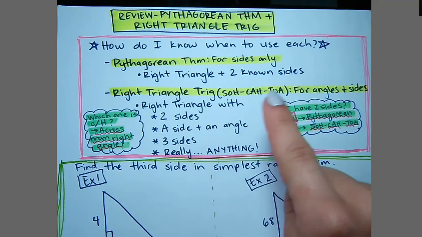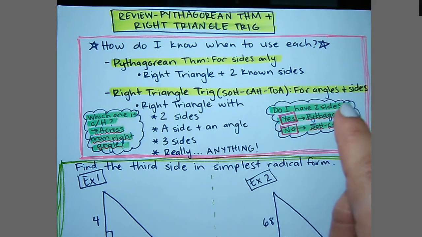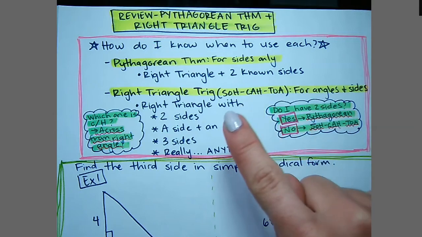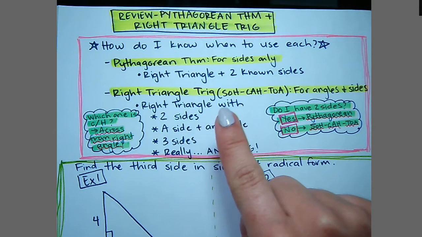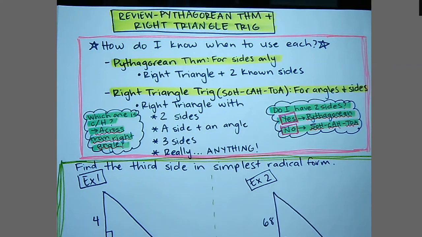For right triangle trig, which is SOHCAHTOA, is what a lot of you know it as. It's for angles and sides. So if you're trying to find an angle or a side, you can use it. And all you really need to have is a right triangle. In any other situation, just about, you can use right triangle trig.